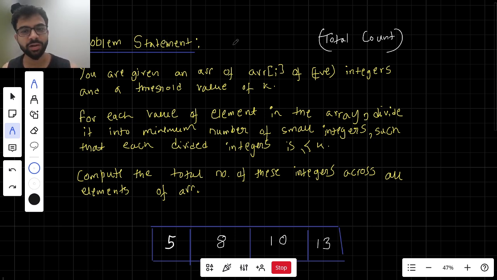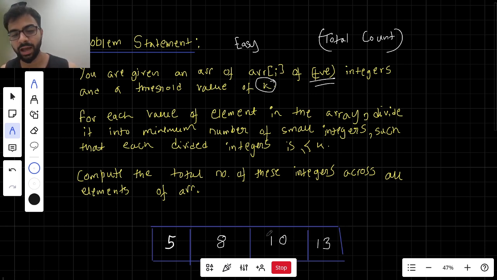And today's particular problem is a total count problem. It's an easy problem based on arrays. What it is saying is that we will be given an array of positive integers. Make sure you underline the important parts as you note down the question. And a threshold value of k. So we'll be given an array and a threshold value k.